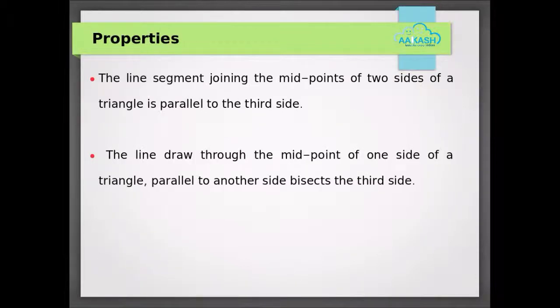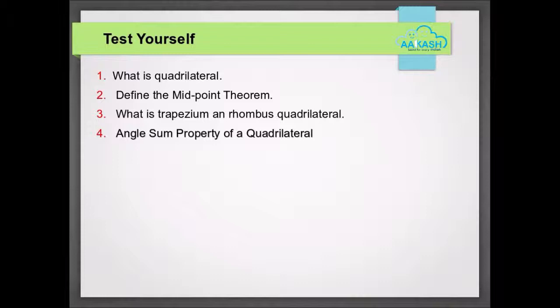Properties. The line segment joining the midpoints of two sides of a triangle is parallel to the third side. The line drawn through the midpoint of one side of a triangle parallel to another side bisects the third side. Test yourself. These are a few questions for you. Please revise the concept by solving them on your own.